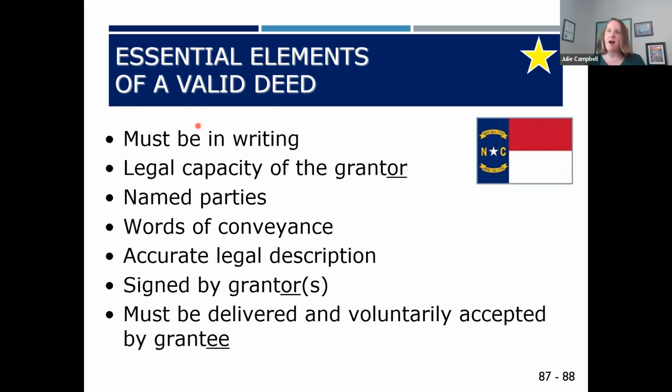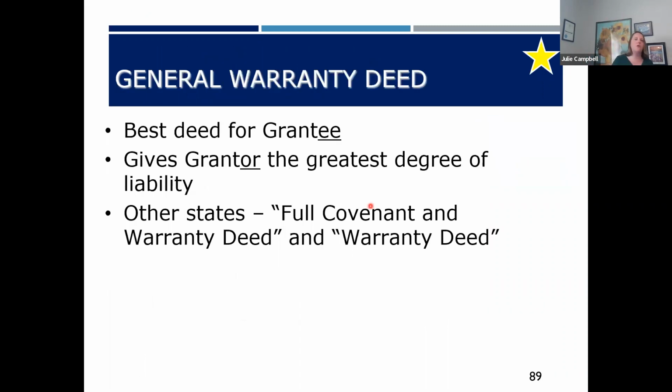Starting on page 89, we got to talk about a couple of different types of deeds that we have. It'd be way too boring just to have one deed. So we have several different types of deeds. And the first deed we have, the most common deed, is called the general warranty deed. It may also be referred to as the full covenant deed, or just a warranty deed.